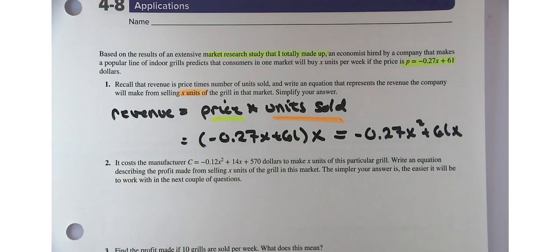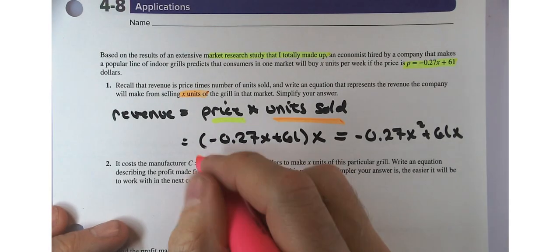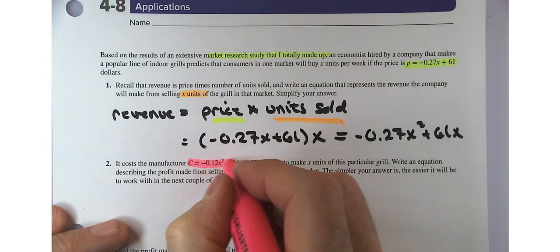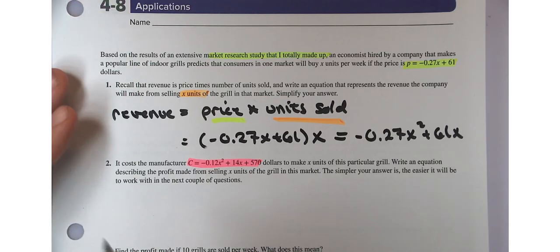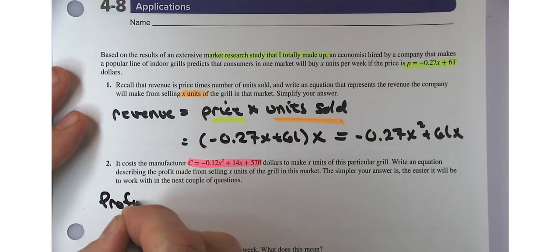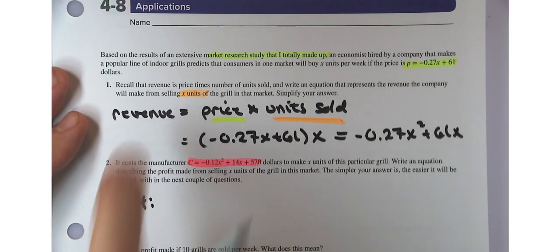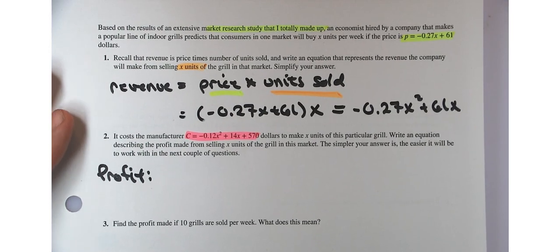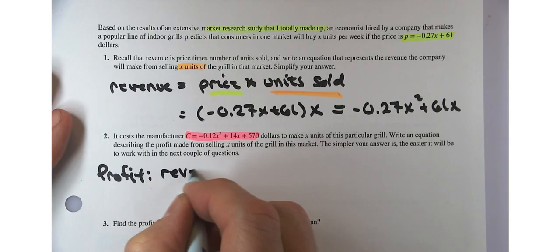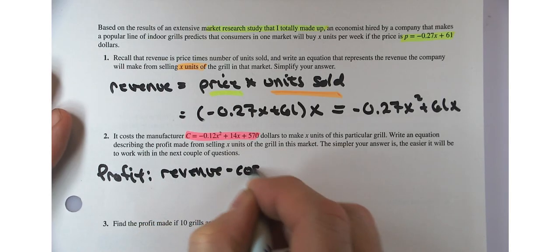They also give you a cost function. Cost of manufacturing is this: that much dollars to make X units. Write an equation describing the profit. Well, how do you calculate the profit? Is it just your revenue? Is that all that goes into your profit? Thank you. Revenue minus the cost.